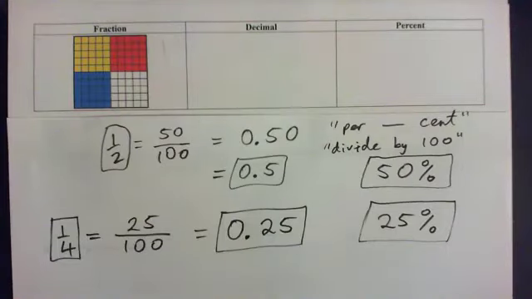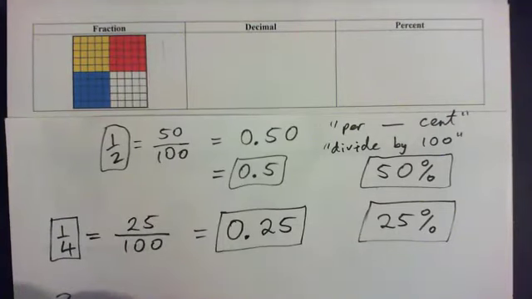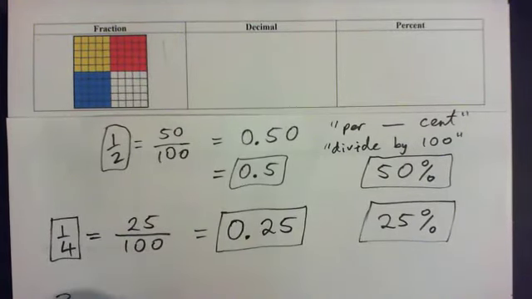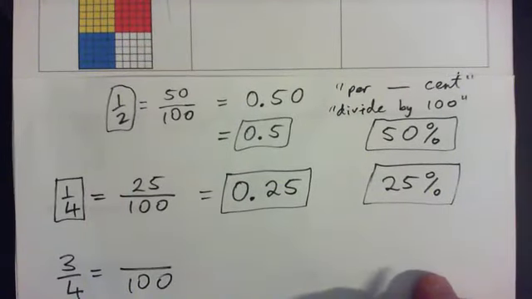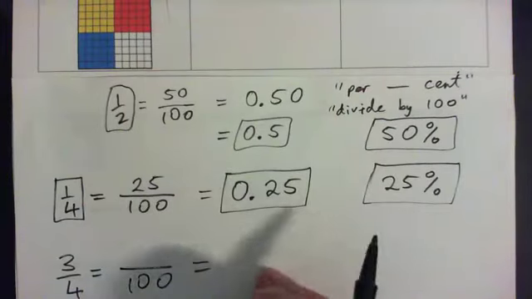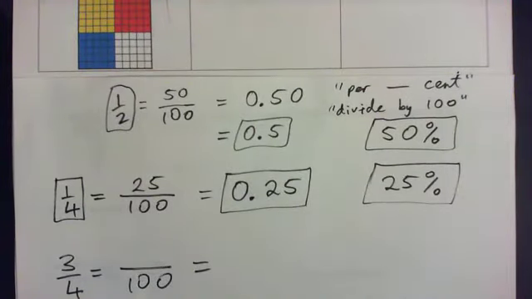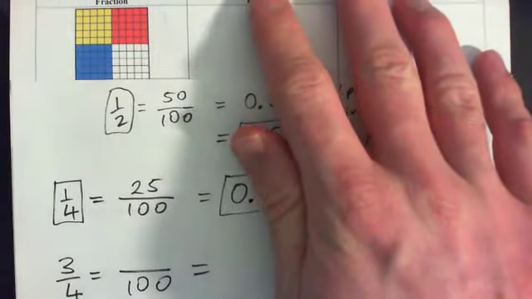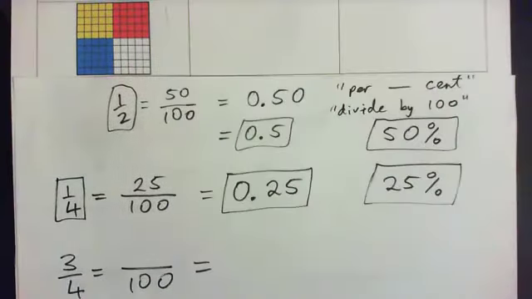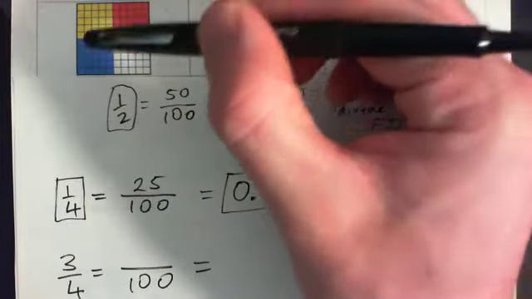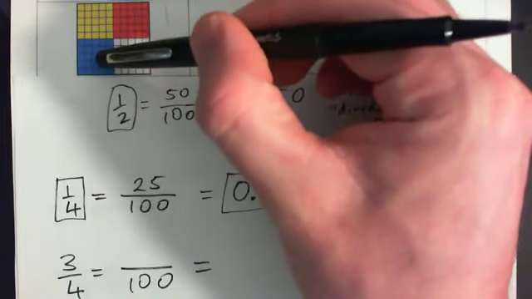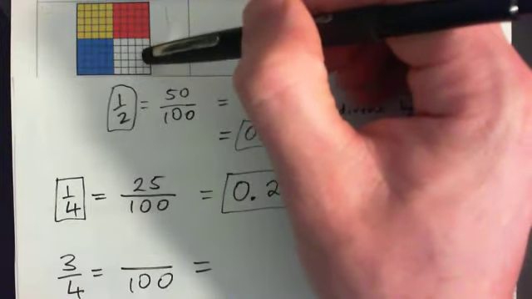So what I'd like you to do for me is on your own do 3/4. I want you to figure out how many little squares out of 100 that is. And then give me the decimal and the percentage for 3/4. So each one of the yellows, that's 1/4. The reds, that's another quarter. That would be 2/4. The blues, that's another quarter. That would be 3/4. And the whites would be 4/4.